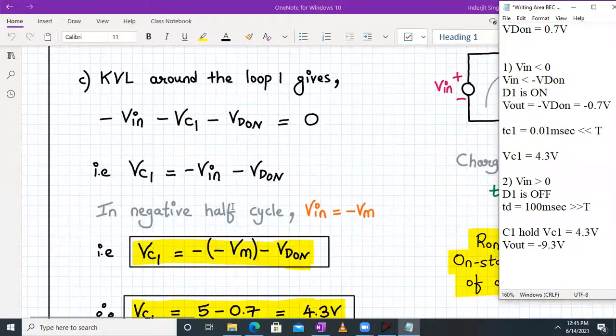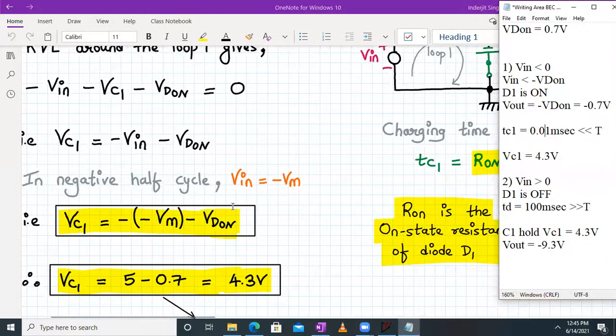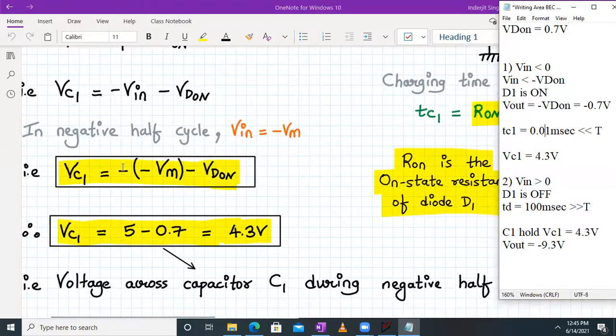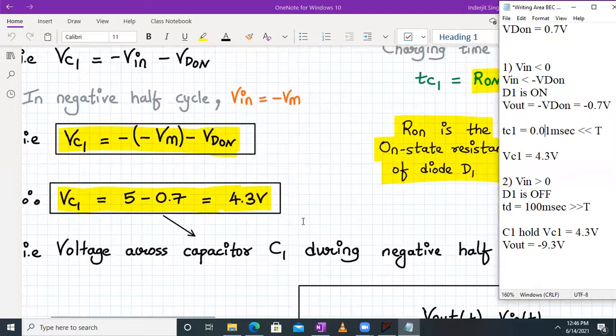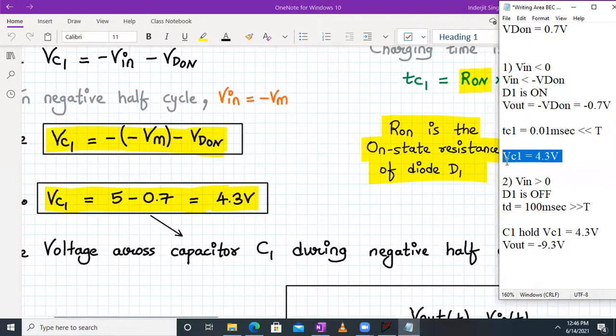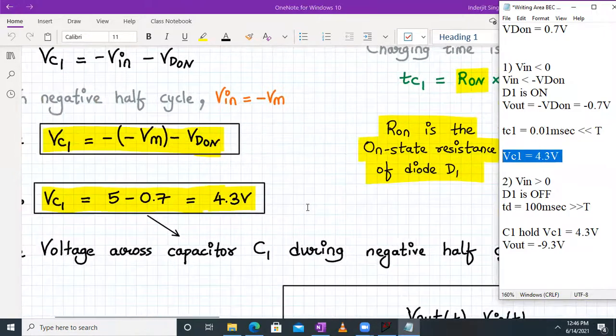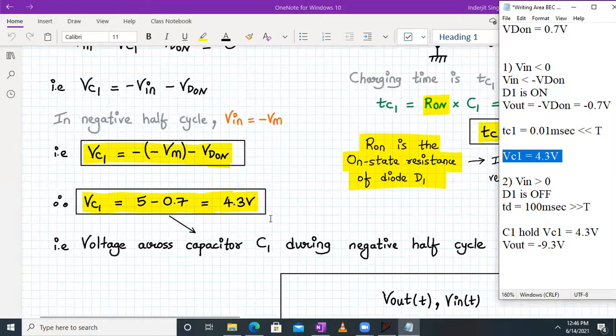So what will be Vc1? Vc1 will be equal to minus Vin minus Vd1, and in the negative half cycle, Vin is minus Vm. So you will get Vc1 as minus of minus Vm minus Vd1, where Vc1 will be 5 minus 0.7, which will be 4.3 again. So this Vc1 equal to 4.3 is my voltage across the capacitor during the negative half cycle. The capacitor stores a charge of 4.3 volts in the negative half cycle.